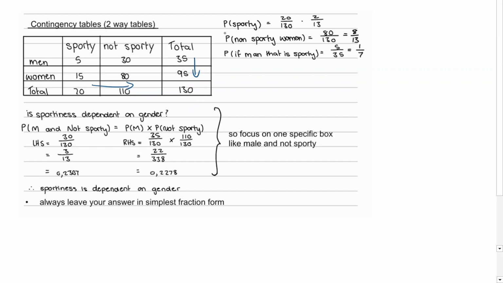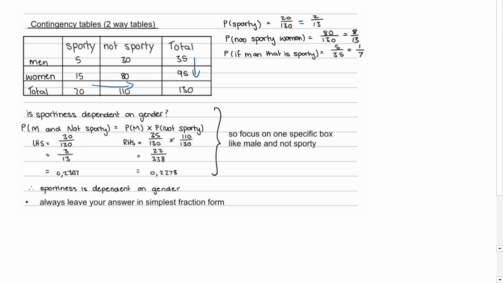And so let's look at a few questions. The probability that someone is sporty. So you'd go to sporty total, and there's 20 sporty people out of the total. 20 out of 130 is 2 over 13 simplified.